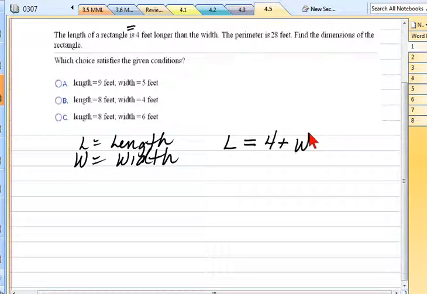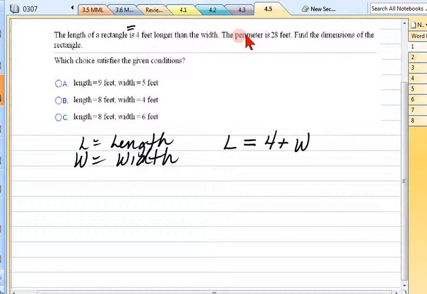Do you agree that that's what it says? The length is 4 more than the width. Wait, right. So why wouldn't that be multiplication? Because it didn't say, it would literally have to say 4 times. Oh, okay. Okay? More than always just means plus.